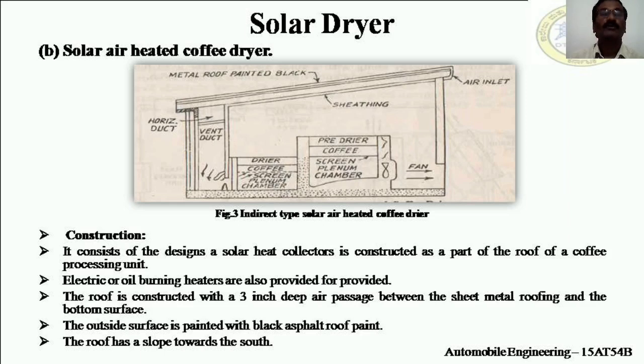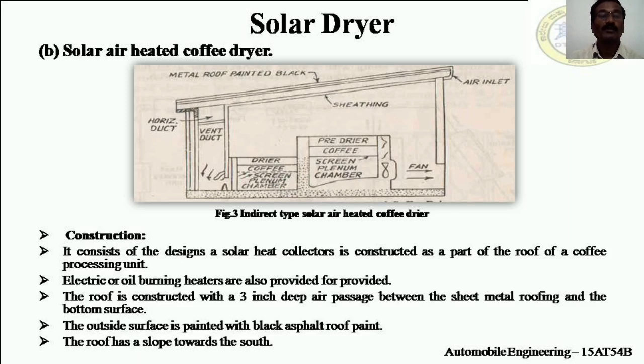So here you have the metal roof painted black. The air inlet is here. The fan is also provided. This has two chambers, a pre-dryer and a dryer. The electric or burning heaters are also provided.